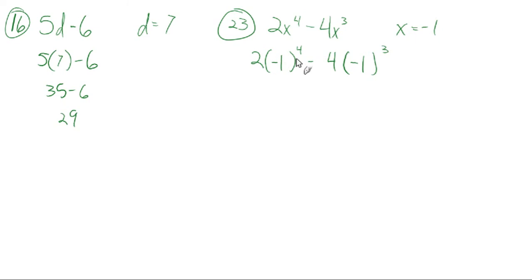So what's negative 1 to the 4th? That's negative 1 times itself an even number of times. That's just a positive 1. Now this is negative 1 times itself, times itself, times itself. That'll turn out to be a negative 1 still. Negative 1 times negative 1 times negative 1 is negative 1. So this would be 2 plus 4, because negative 4 times negative 1 is positive 4, and this is 6. So that's evaluated at negative 1.